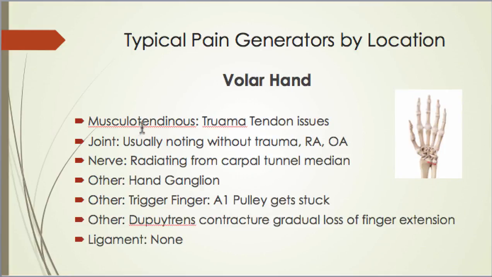The volar side of the wrist, same thing. Tendon issues are usually traumatic, like a rupture or a laceration. The joint is usually, again, nothing without trauma or the arthritis. You can have radiating pain from the carpal tunnel, hand ganglia, trigger finger, which is when the finger gets stuck. We won't spend any time on that. And Dupuytren's contracture, which is a gradual loss of finger extensions. So they kind of come in and they end up with this claw hand. And sometimes that has to be released. It's a nasty little diagnosis.